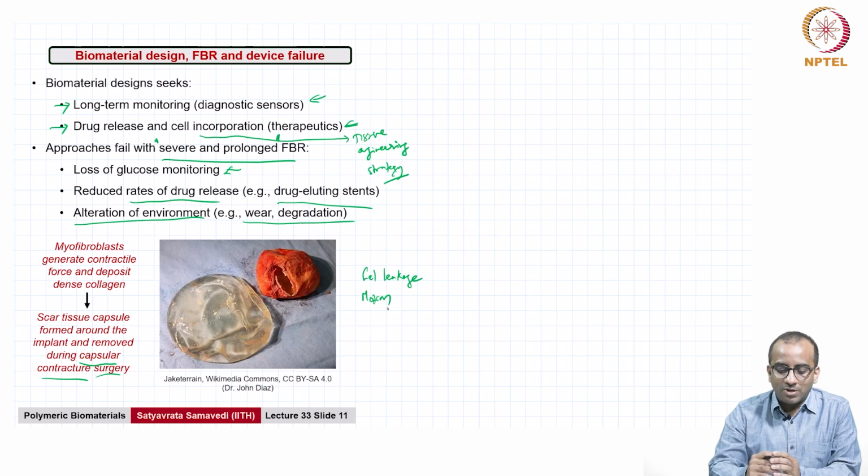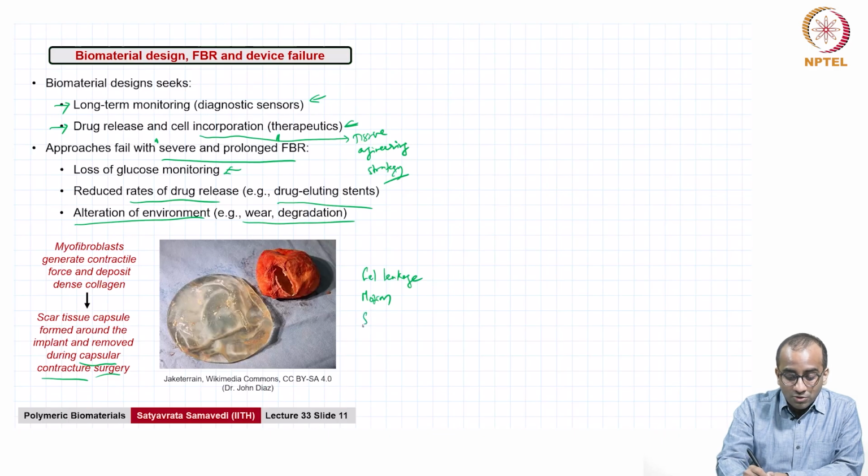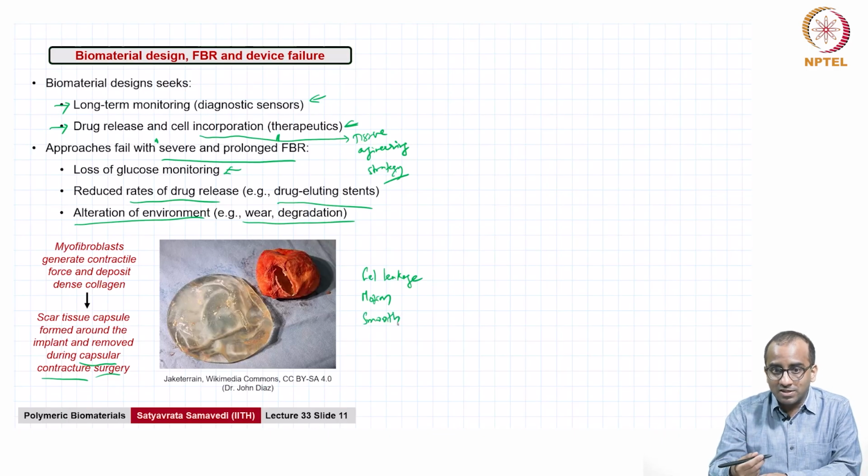And the third and most importantly, from a surface design perspective, these are smooth surfaces. And as we have already noted in an earlier slide, these smooth surfaces typically tend towards capsule formation because the cells don't have any way to infiltrate and sort of create new tissue. So smooth surfaces, or rough edges or sharp edges, typically are problematic when it comes to biomaterial design.